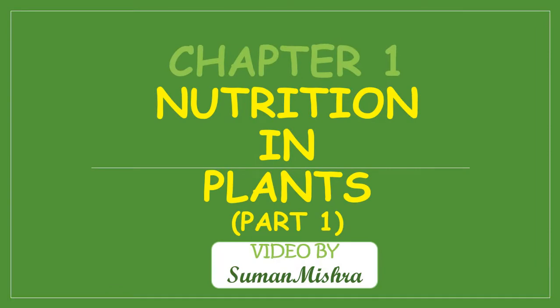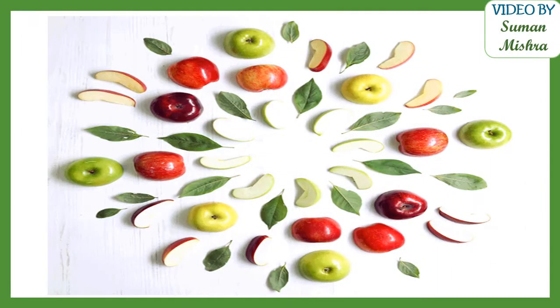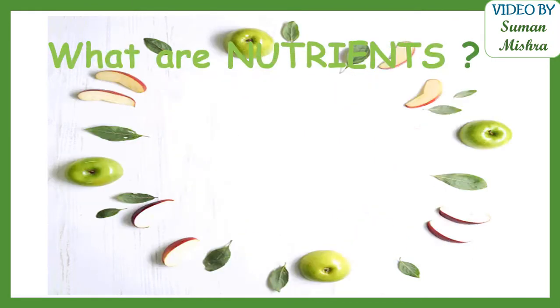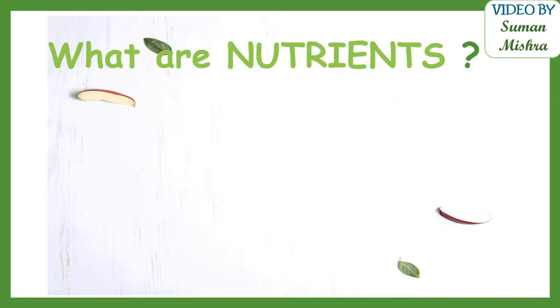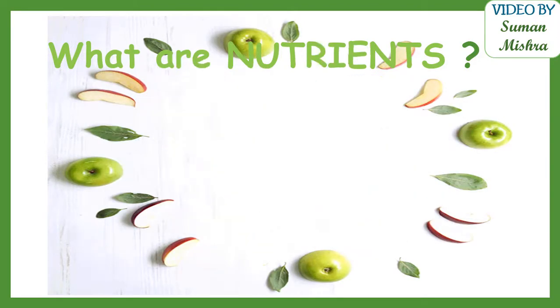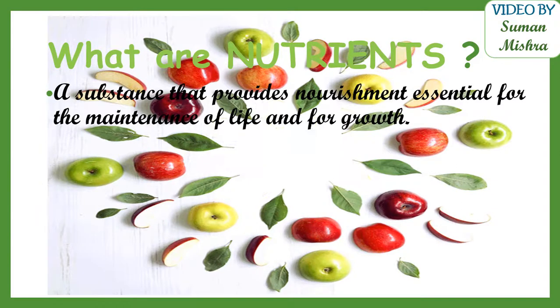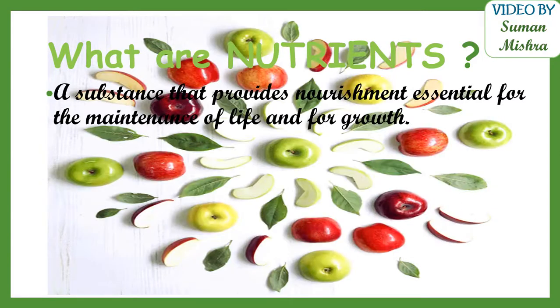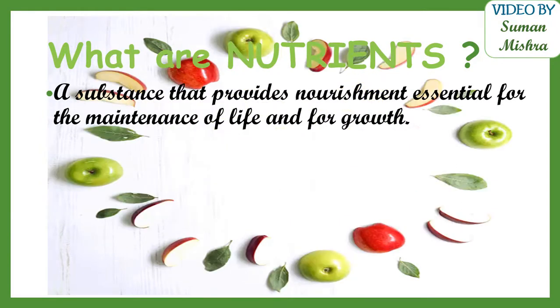Hello children, welcome back to my channel, and today we are going to learn our first chapter of class 7 science, that is nutrition in plants. This chapter we are going to deal in two parts, so here comes our first part. First of all, before starting this chapter, let me ask you, what are nutrients? You would have already learned nutrients in your class 6, so the question arises, what are nutrients? A substance that provides nourishment essential for the maintenance of life and for growth.